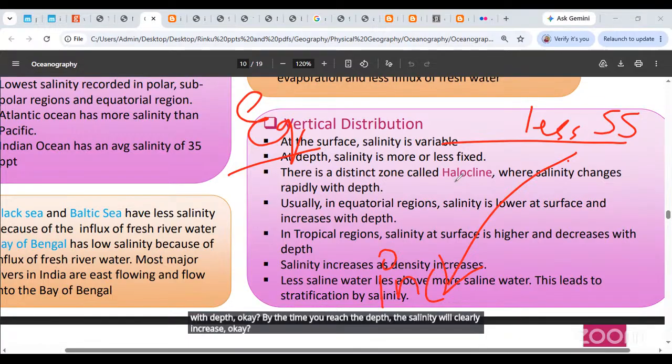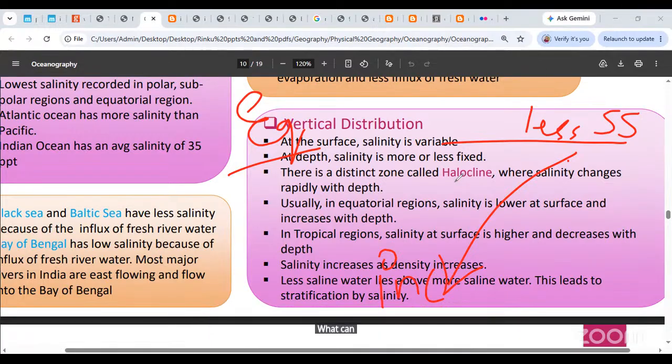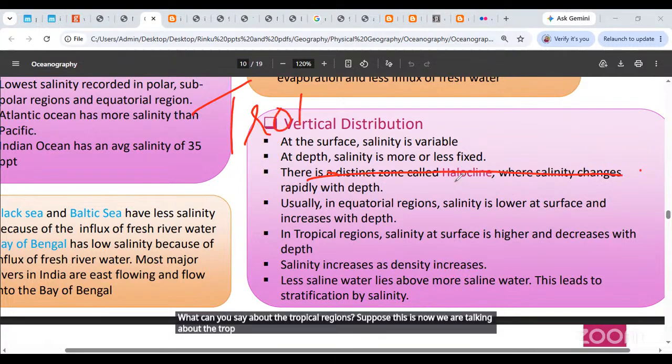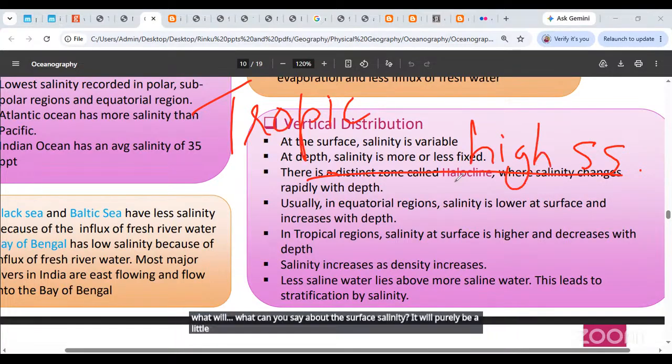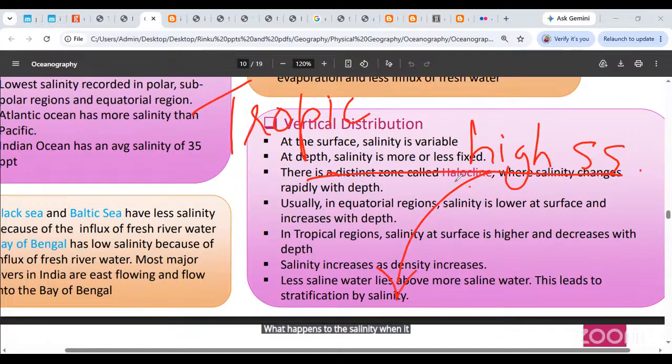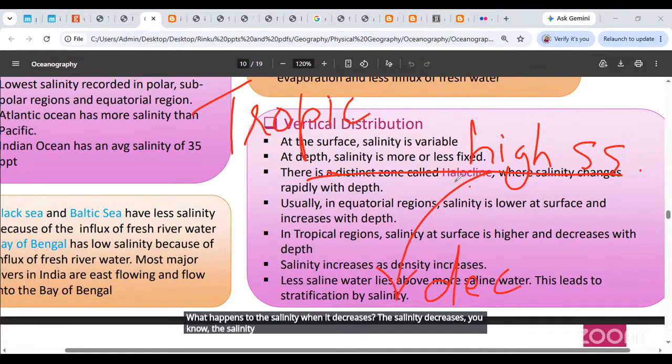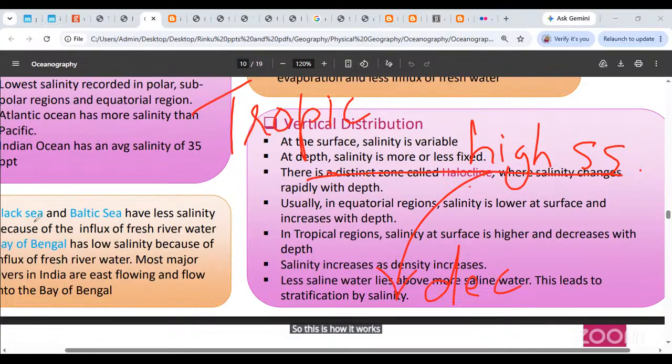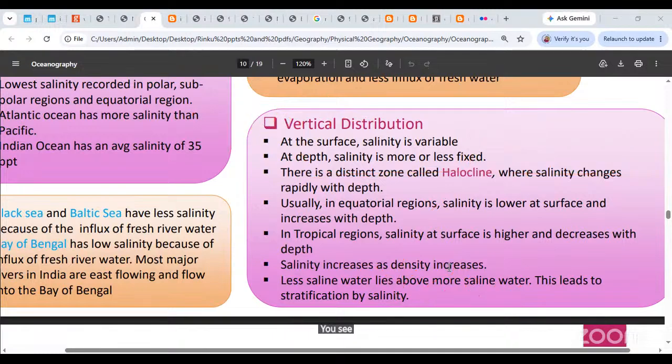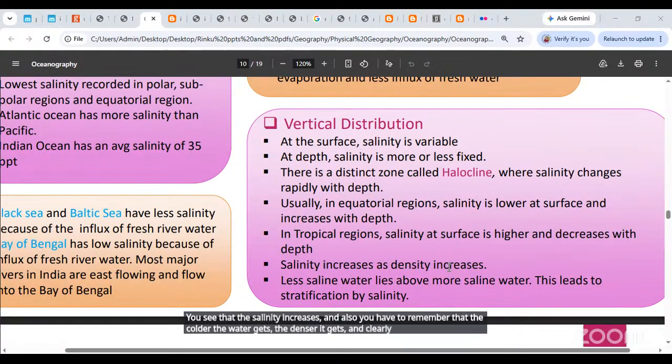Okay. What happens in the tropical regions? Suppose now we are talking about the tropical regions. Now you are talking about the tropics. And what can you say about the surface salinity? It will clearly be a little high, because of high rate of evaporation, enclosed seas, higher insolation received, higher temperatures around the land. So because of that, the surface salinity will always be a little high. What happens to the salinity with depth? The salinity decreases. The salinity will go on becoming lesser and lesser as you reach the depth. Got it? So this is how it works. Also you have to remember that the colder the water gets, the denser it gets.